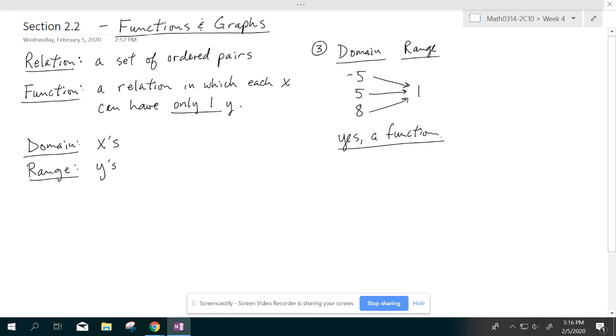So the -5, does he go to anybody but 1? No, he only goes to 1. What about 5? Only goes to 1. 8 only goes to 1. And therefore, each x has only one y. But I want you to look at that 1. And that 1 is getting around. Yeah, he's like 3 timing. But that's okay for the y's to do that, okay? Y'all want to try another one? Okay, number 4.